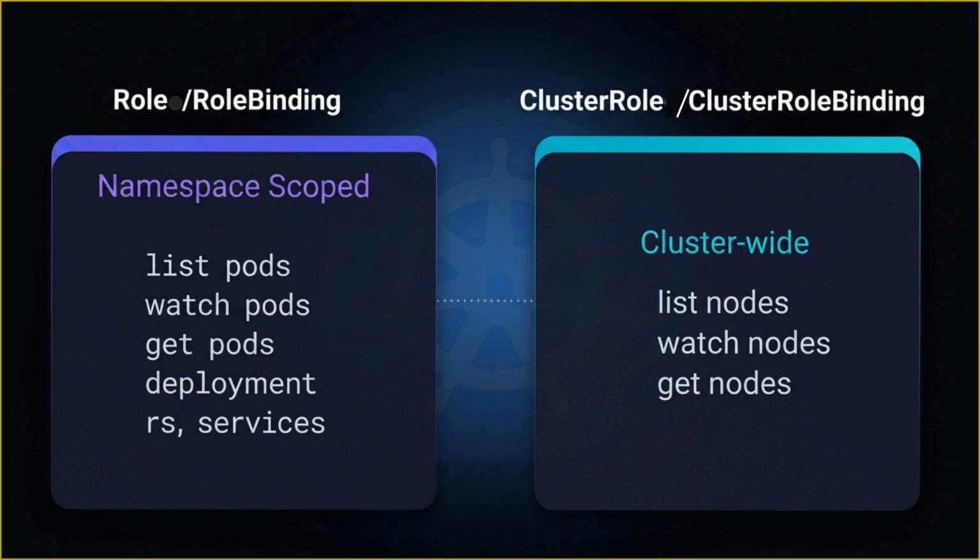To solve this problem, Kubernetes provides cluster role and cluster role binding. Cluster role defines permissions at the cluster level, and cluster role binding assigns those permissions to users, groups, or service accounts across the entire cluster. However, according to the principle of least privilege, we should always prefer using role and role binding whenever namespace level access is sufficient, and use cluster role and cluster role binding only when cluster wide access is actually required.